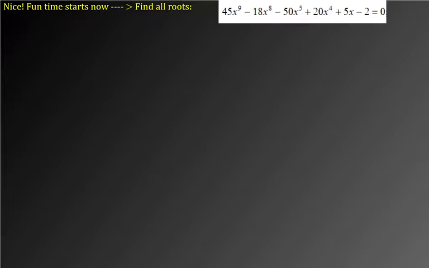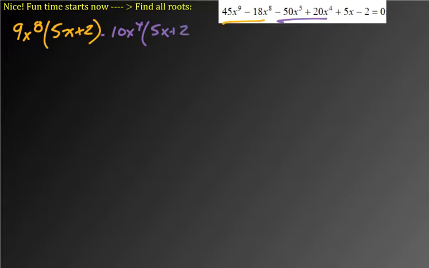So when I take out from the first group, I'm going to get 9x to the 8th, which is the most I could take out, and I would have 5x plus 2 left over. That's that group. This next group, if I take out minus 10x to the 4th, I will also have 5x plus 2. And then this last group, you have a 5x plus 2.